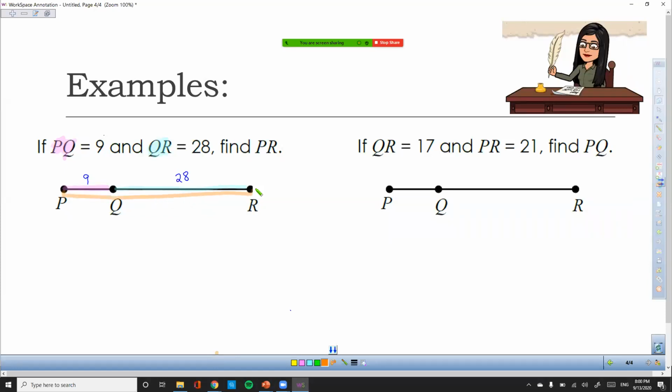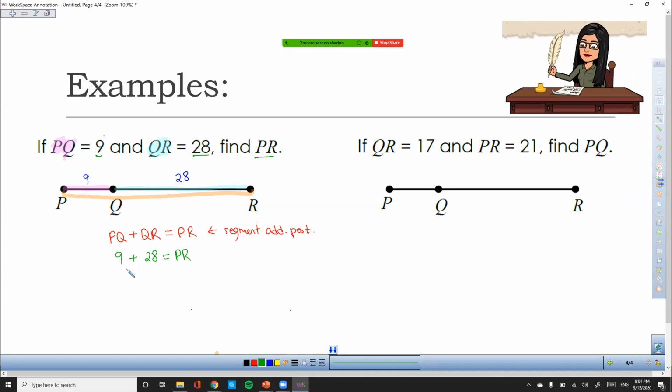So in this case, what do you think we have to do? All right, let's recall our segment addition postulate. It tells me that if I add the length of segment PQ plus the length of segment from Q to R, that's going to equal the length of segment from P all the way to R. This is my segment addition postulate. I'm going to abbreviate here. Then let's substitute in the information that I know. The length of segment PQ was 9 plus the length of segment QR is 28. That's going to equal what the question is asking me for, PR. Since I don't know it, I'm just going to leave it as PR.